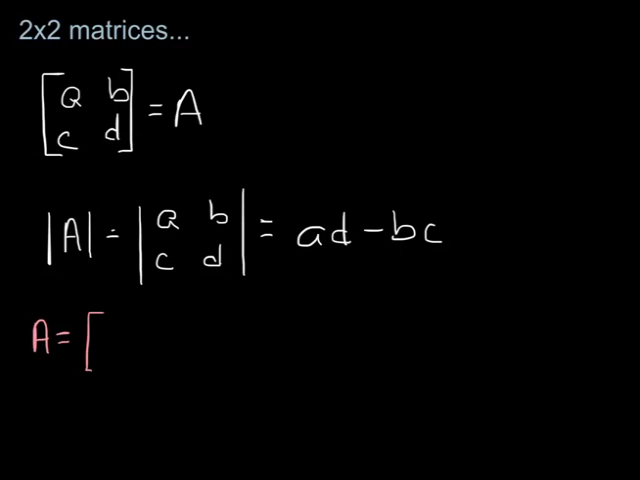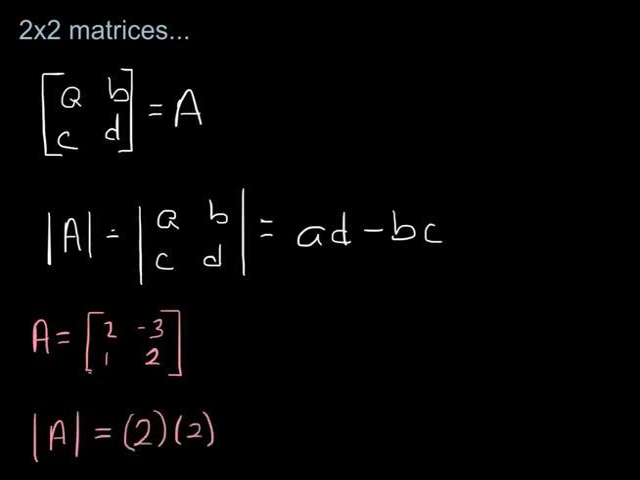So if matrix A looked like this, 2, -3, 1, 2, the determinant of A would be 2 times 2 minus -3 times 1, which is 4 plus 3, or 7.